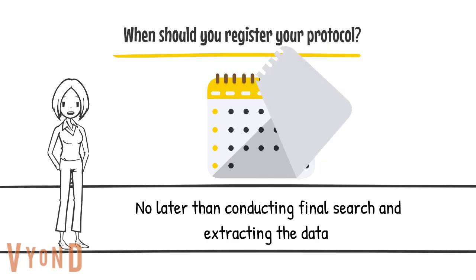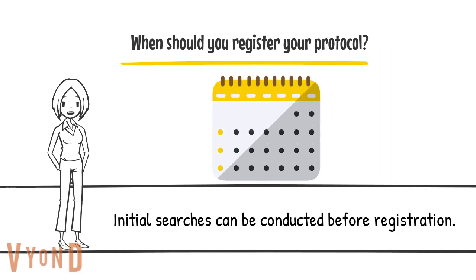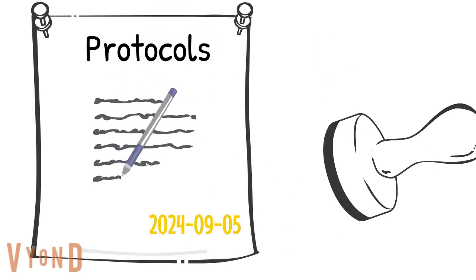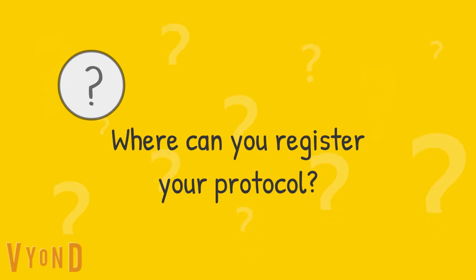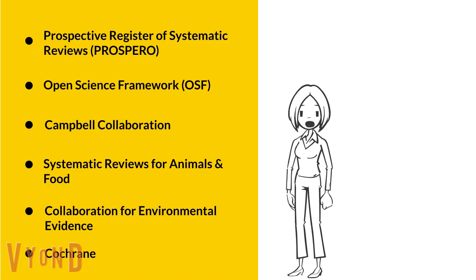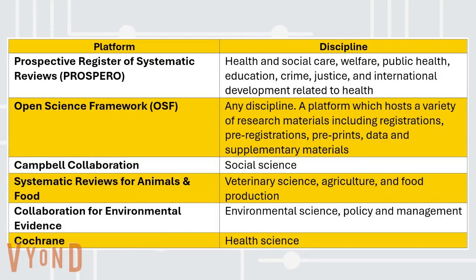You should register your protocol no later than conducting the final search and extracting the data. Initial searches, which may inform your final search strategy, can be conducted before registration. Registration makes sure that your protocol is date-stamped. Depending on your discipline, choose an appropriate platform to register your protocol. Some commonly used platforms are Prospective Register of Systematic Reviews, PROSPERO, Open Science Framework, OSF, Campbell Collaboration, Systematic Reviews for Animals and Food, Collaboration for Environmental Evidence, and Cochrane.